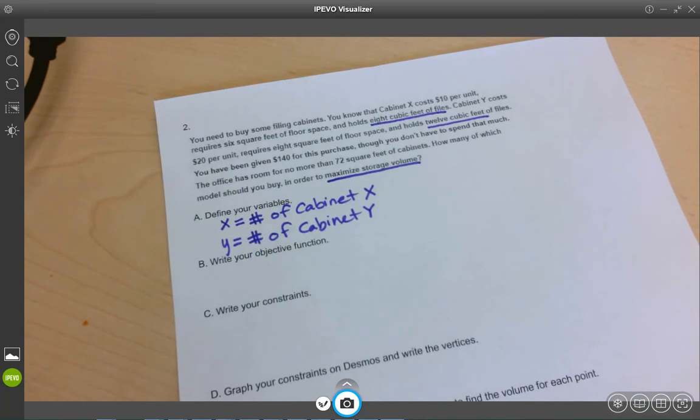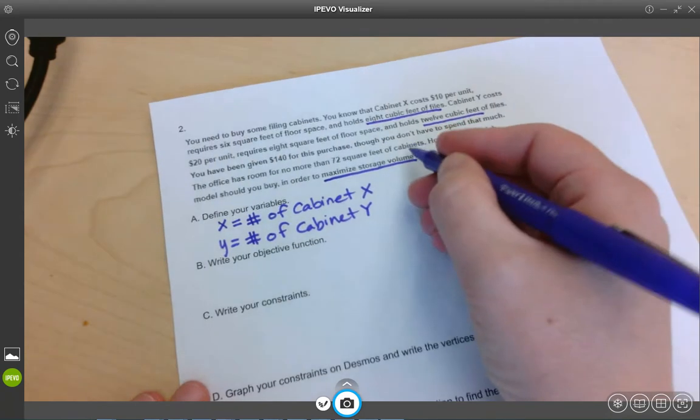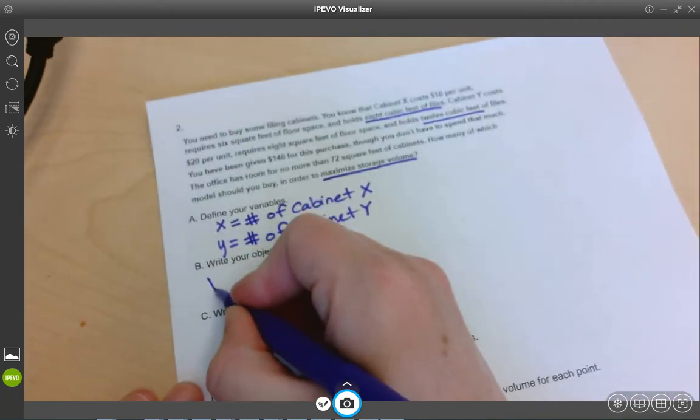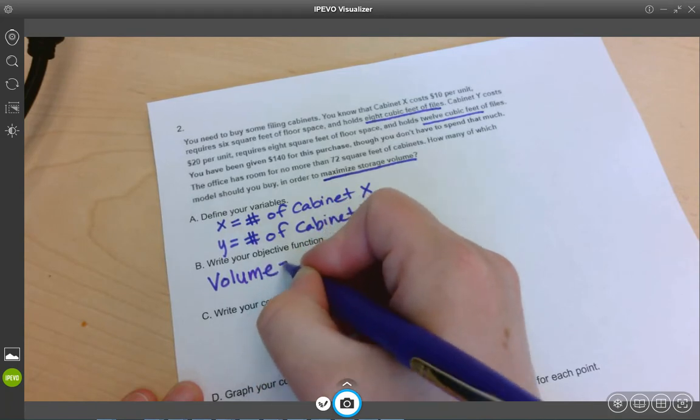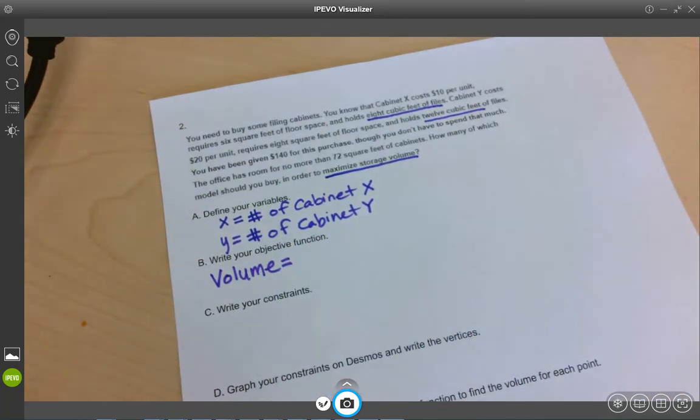Do not cube anything. That's just the way we measure it. I don't want anything raised to the third power. Don't do any of that. It's really done the same way we did the other problems, okay? So write your objective function, and this time we're maximizing storage volume. So instead of revenue equals, it's going to be a volume equals. Okay? So I'm going to give you a minute to write your objective function.